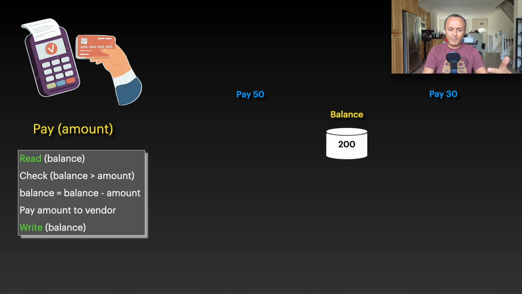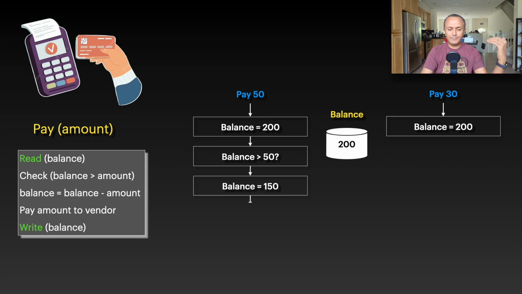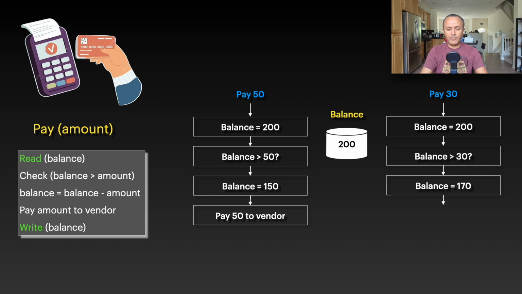So this may happen here as well. In this case, for example, the first transaction is going to start reading. This is the read step. So it reads 200 from the database. We're going to switch to the second transaction. It's also going to read 200 from the database. Now it's going to start running over the following steps, checking that the balance is greater than 50, subtracting 50 from the balance, paying 50 to the vendor. And the same thing on the other side, checking that it's greater than 30, subtracting 30, paying to the vendor.